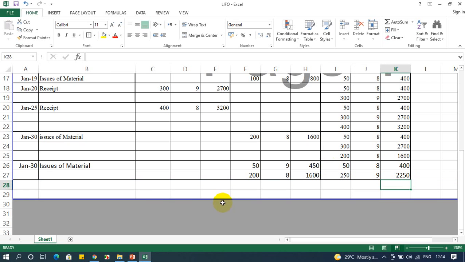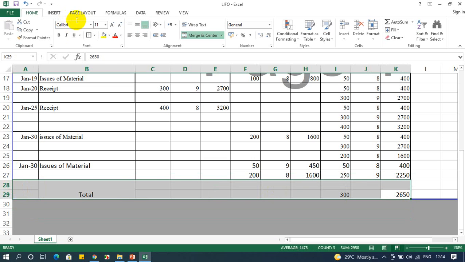So if we want to make a total, how do we make a total between these two? Find out the total, right? So here 50 plus 250, 300 units, right? The rate is both of them there. So 2250 plus 400, 2650, the amount which is left. So this is the closing balance which is left.